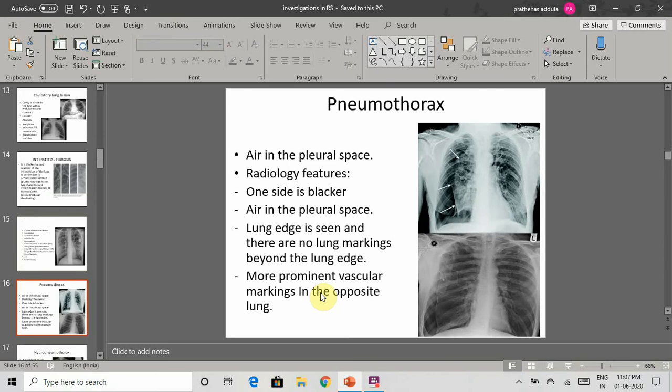Pneumothorax is air in the pleural space. Radiographic features: one side is blacker, there is air in the pleural space, the lung edge is seen, and there are no lung markings beyond the lung edge. There are more prominent vascular markings in the opposite lung. Arrow marks show the aerated lung. The gap shows the space which is filled by air.